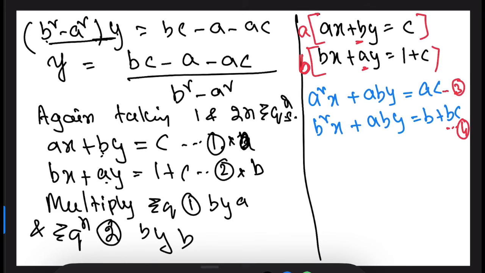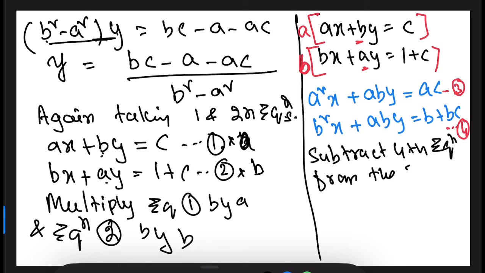Now what we shall do, by subtracting, है ना, signs are same, that's why we have to subtract the fourth equation from the third equation. Okay, the third equation is a square x plus aby equals ac.